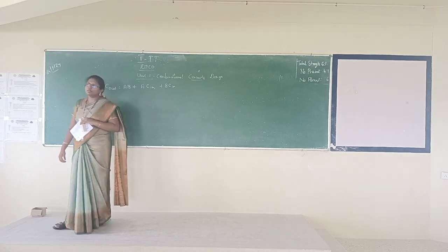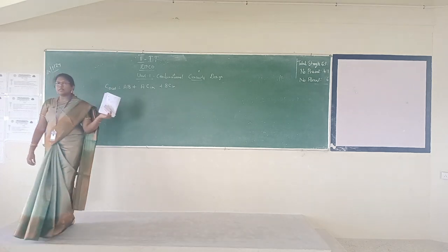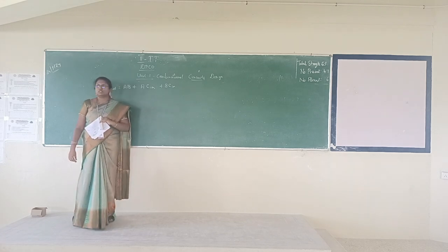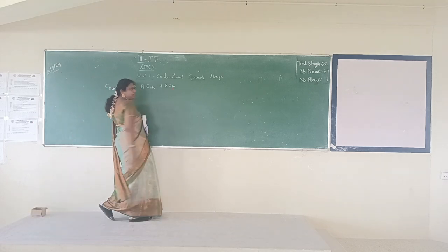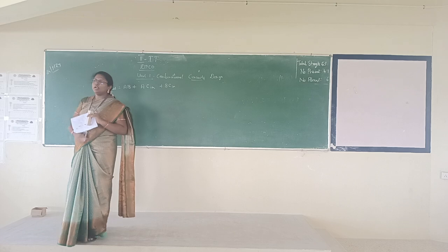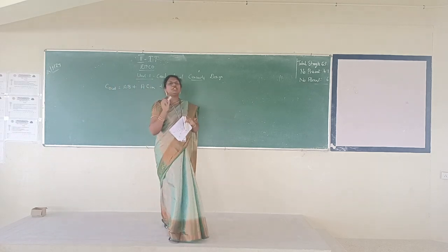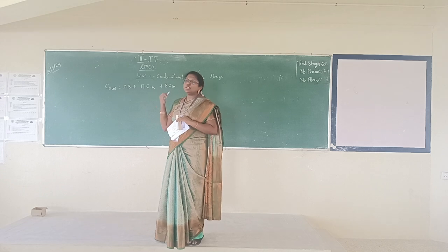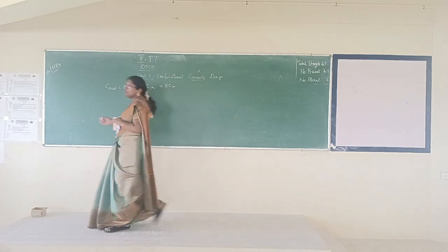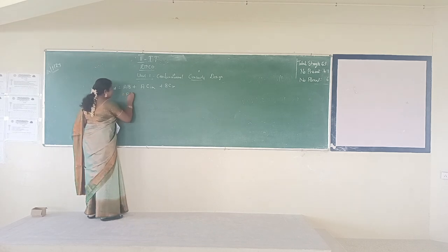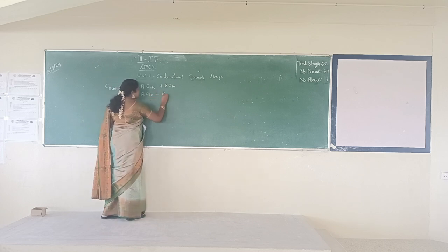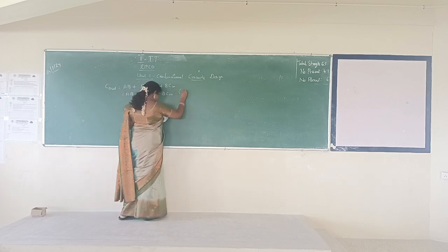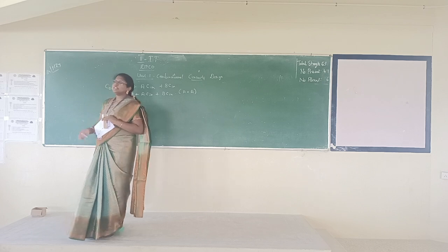So what is the first step? Last time we discussed the first step. We have added A plus A bar in the third term, right? What is A plus A bar? 1. So we have added an additional term along with the third term. Does the value change? No. So the first step: AB plus AC in plus BC in into A plus A bar.